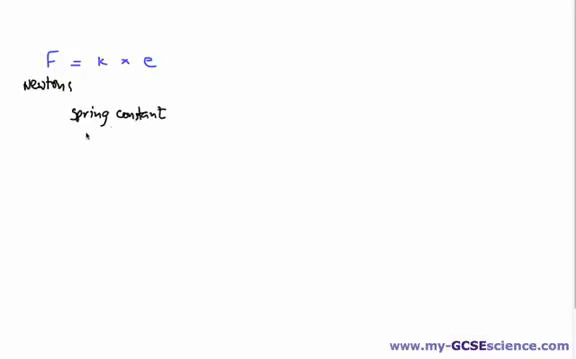And the spring constant applies to particular springs. So one type of spring will have one spring constant, another one will have another one, but it will always be the same for one particular spring. And the last letter here, this is the extension. If we're being consistent with our units, force is in newtons, the spring constant is newtons per meter, and extension is in meters.